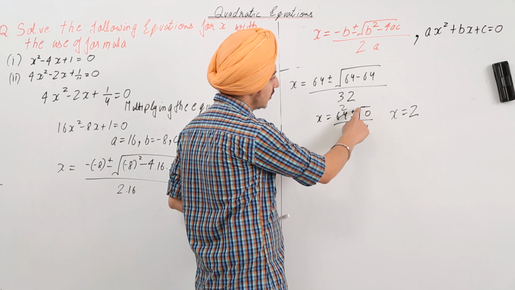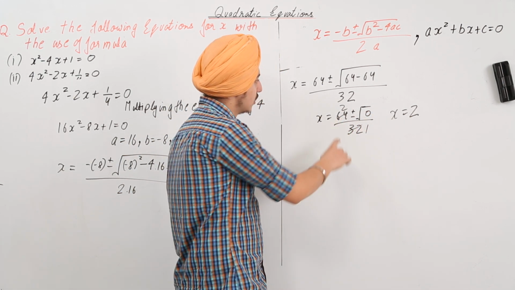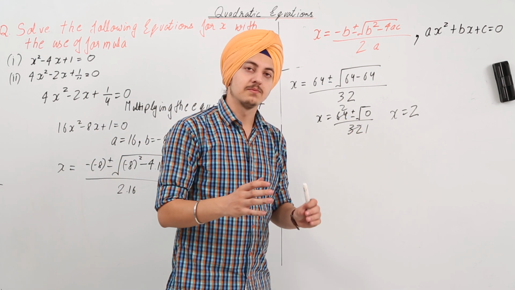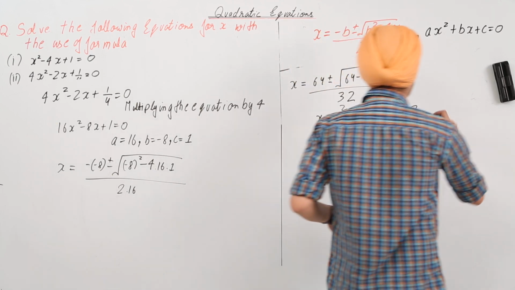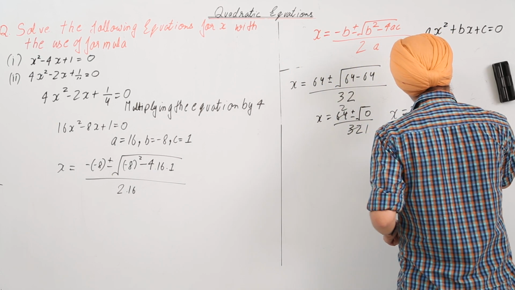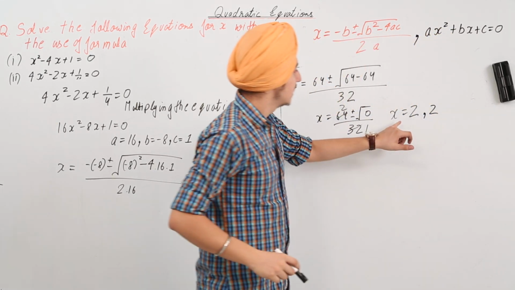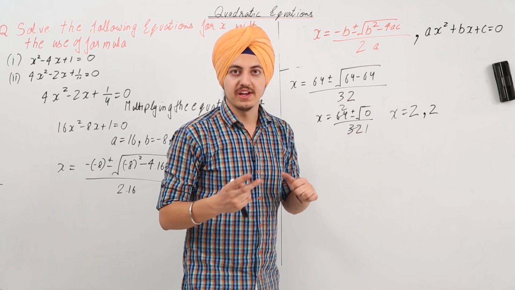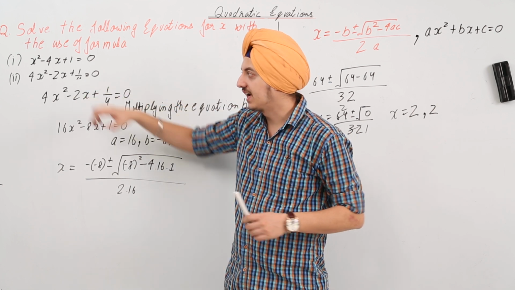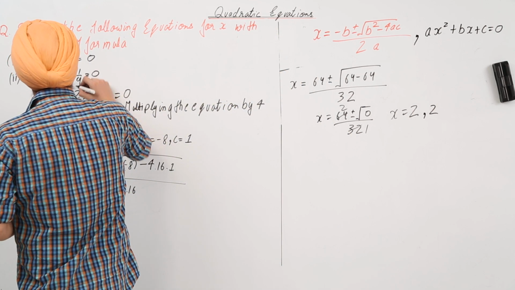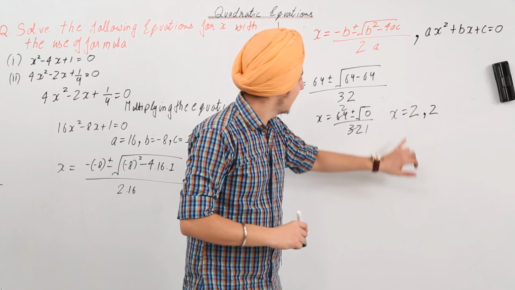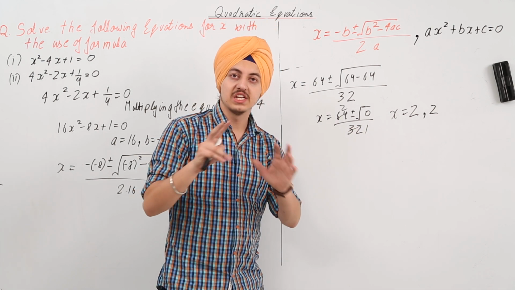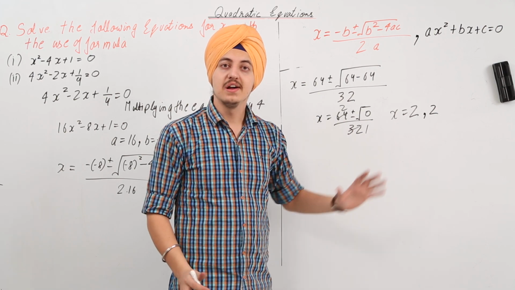So because the root of 0 is also 0, so we have 2 plus 0 and 2 minus 0. Those values come out to be 2 only. So we have x equal to 2 and 2. This means there are two roots, or this equation has two values of x for which this can be satisfied, but both these values lie on x equal to 2. That means there are two distinct roots, but these roots are identical.